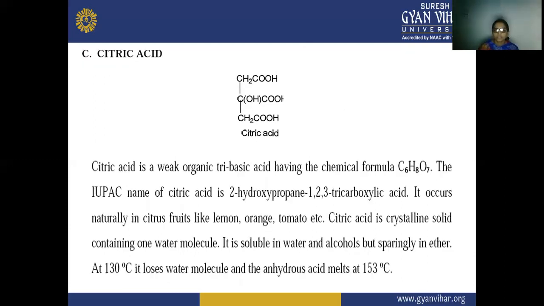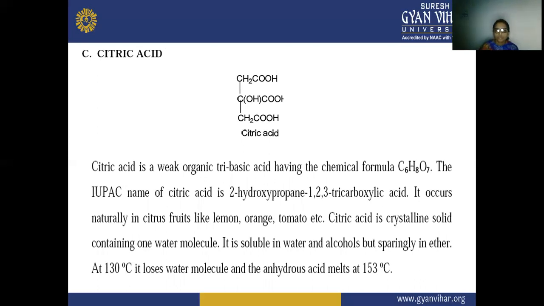Next is the citric acid. So this is the structure of the citric acid. Citric acid is a weak organic tribasic acid having the chemical formula C6H8O7. So here you can see carbon is 6, oxygen is 7, and hydrogen is 8.